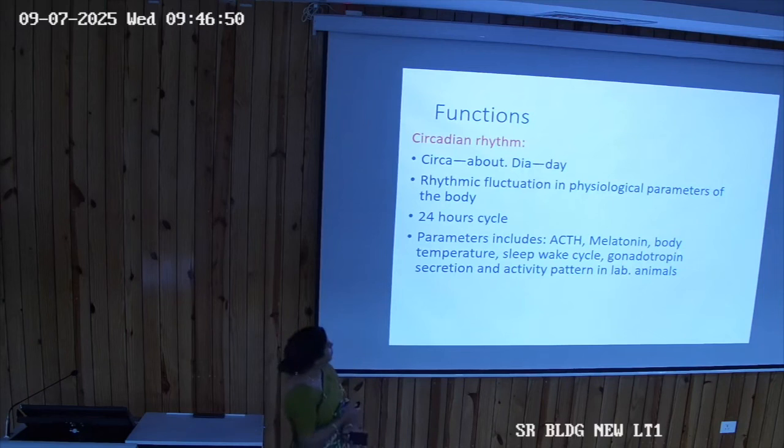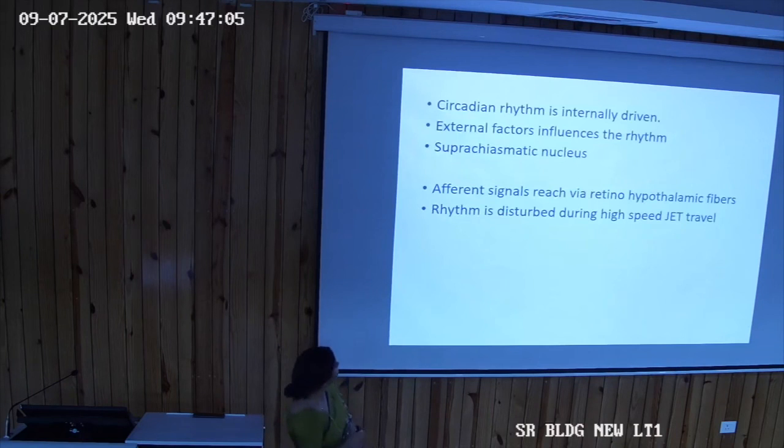Okay. About a day, rhythmic fluctuation in physiological parameters of the body. 24-hour cycle parameters include ACTH, melatonin, body temperature, sleep-wake cycle, gonadotropin. Now, what do you mean by sleep-wake cycle?